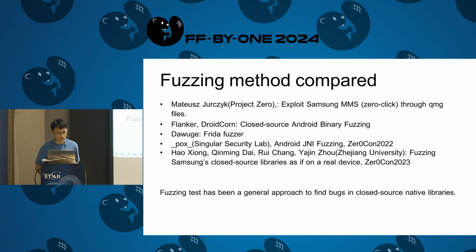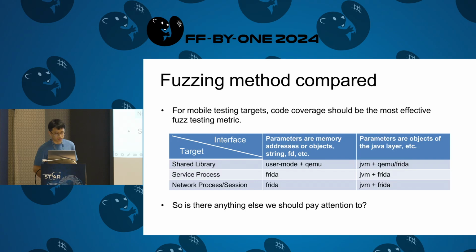So let's compare some existing fuzzing test tools and methods, which basically continue from last year's DEF CON 2023. MJ wrote a great series of blogs. Blank had research about closed source Android binary fuzzing, and I used to write the Frida fuzzer. Pokes and others have a topic about Android JNI fuzzing, and the guys from Zhejiang University also tested some closed source libraries. So fuzzing has been a general approach to find bugs in closed source native libraries. For mobile testing targets, code coverage should be the most effective fuzzing method.